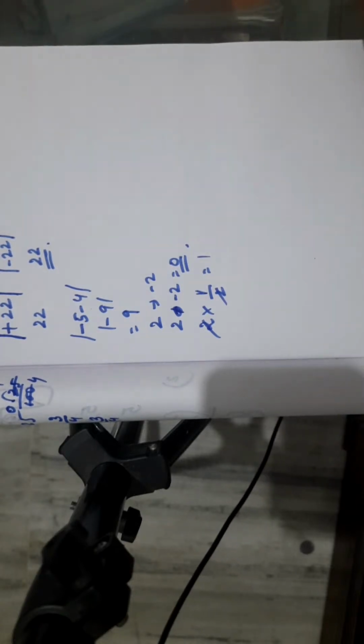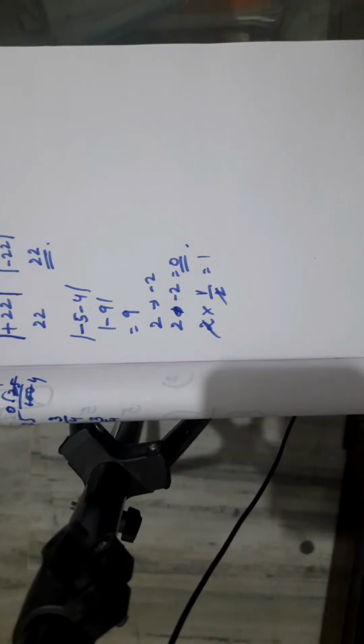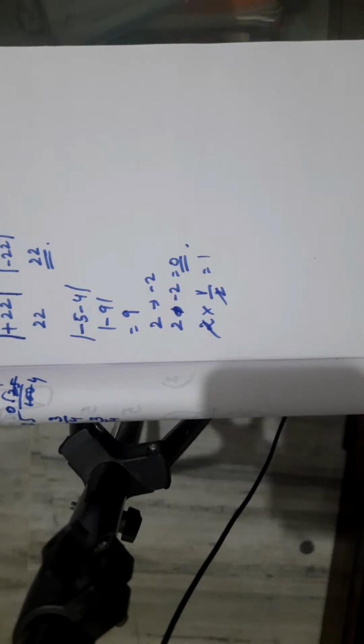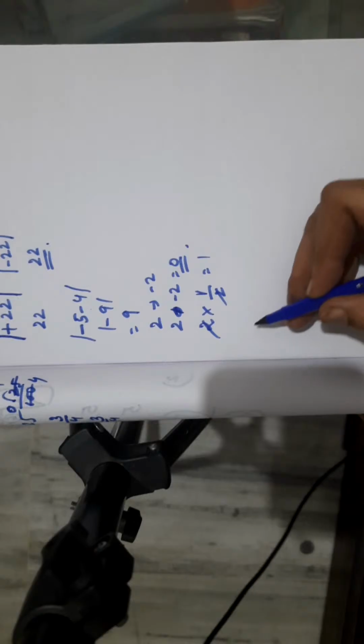Now, the next question, add the following on a number line. This kind of question they will never ask. You need not worry about that. And this kind of questions can be there.